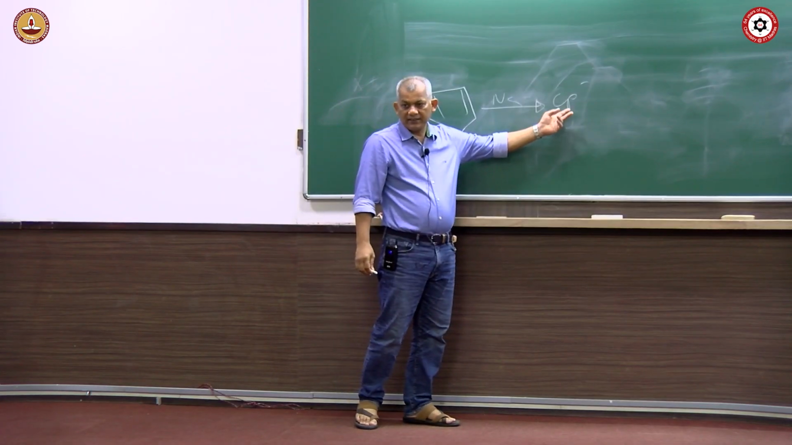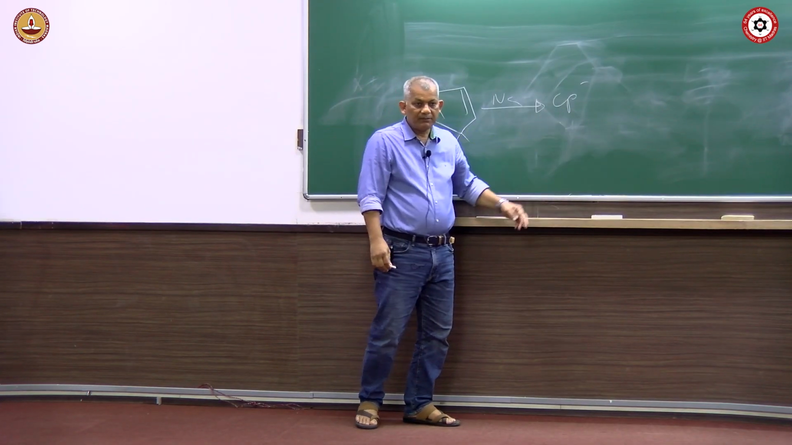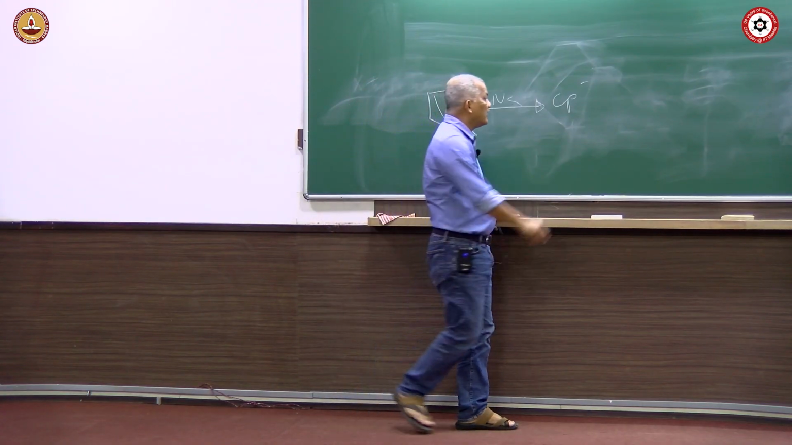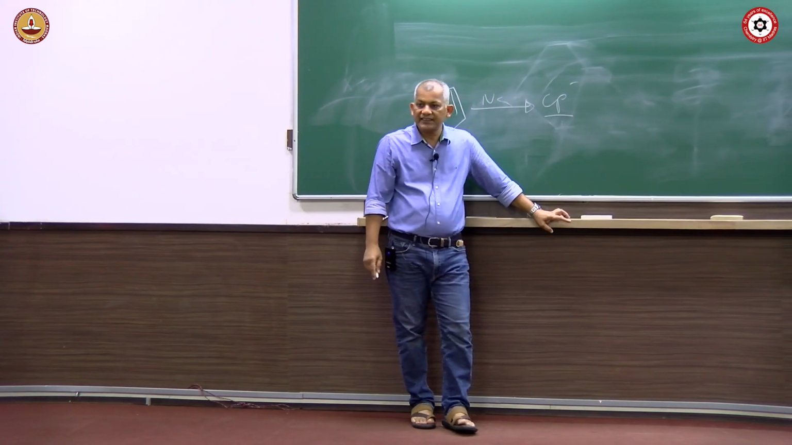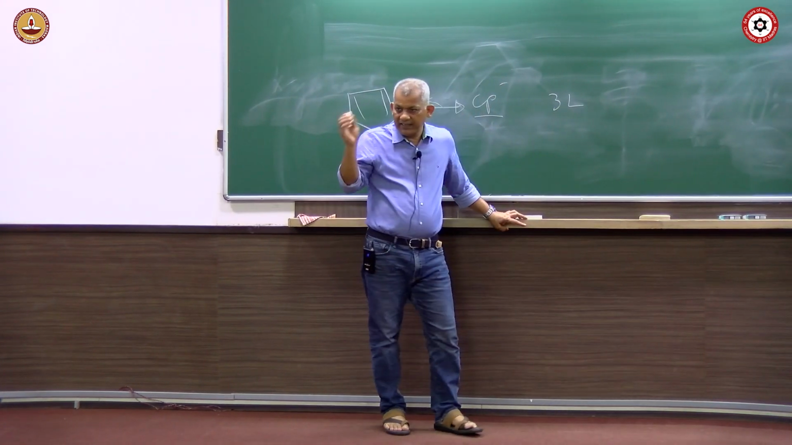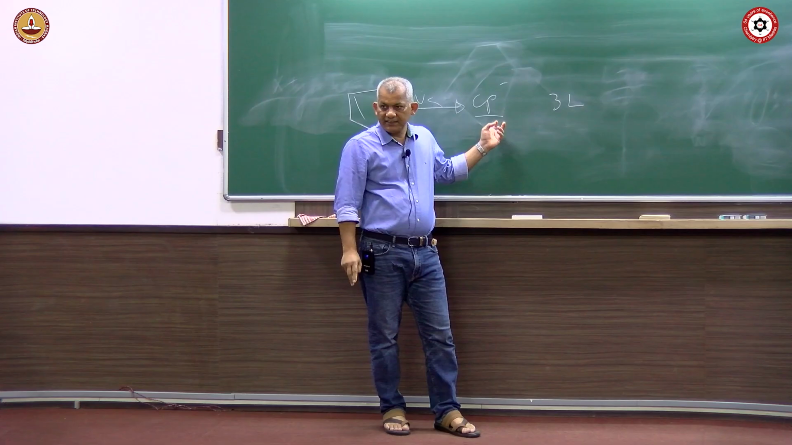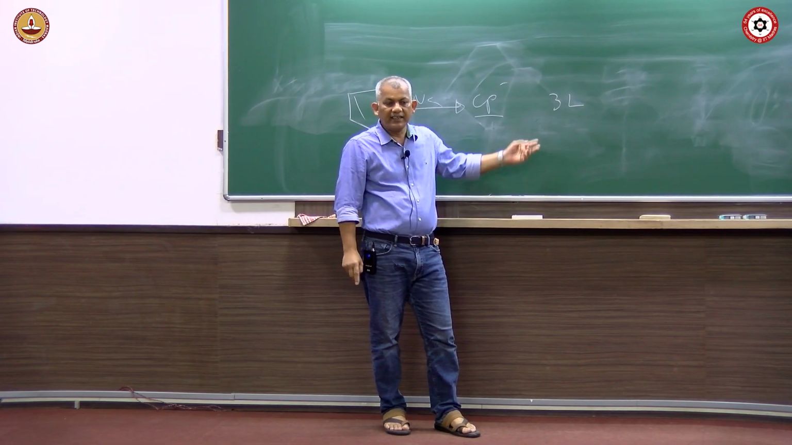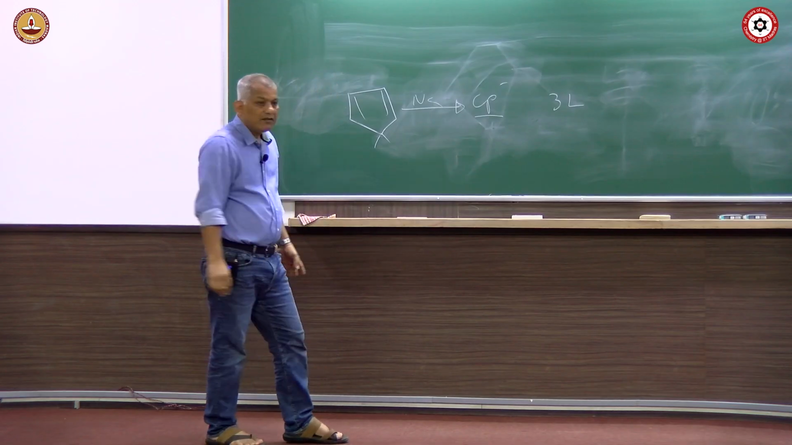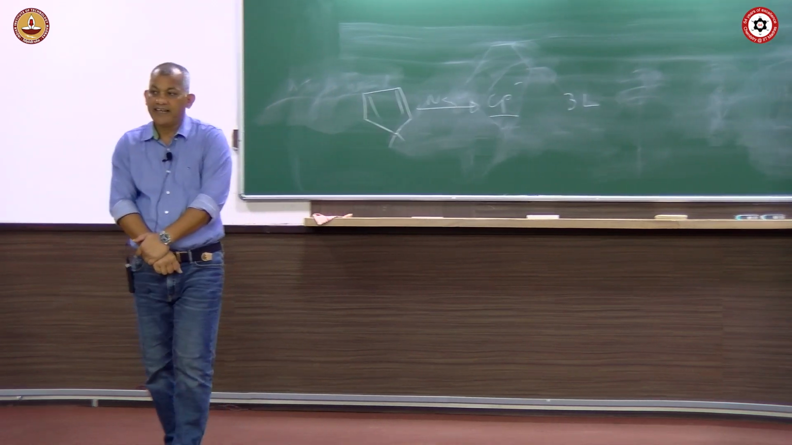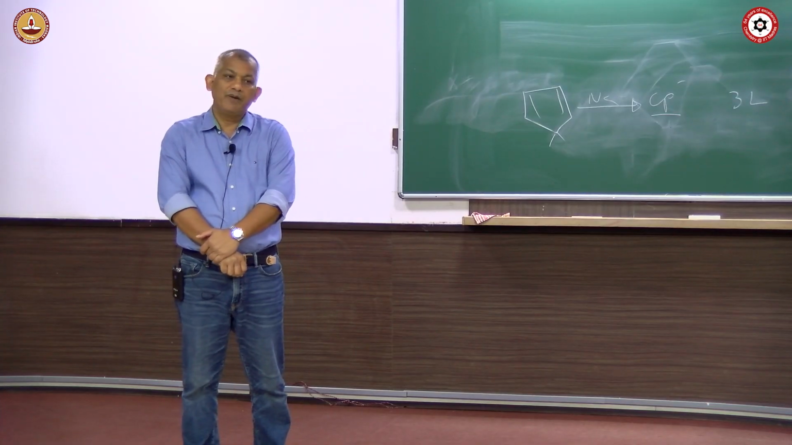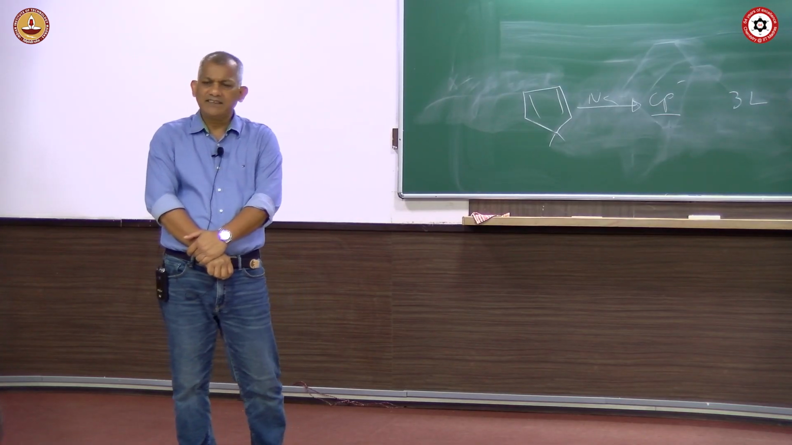So, how many electrons is this one? Cp minus is considered to be how many electrons? 6 electrons. So, you can consider this as 3L. L-type ligands means 2 electrons, so 6 electrons means 3L, right? There are many other ligands. Like if you have an allyl ligand, it can be considered as XL, or it could be L2 or X2. Many things you can do.